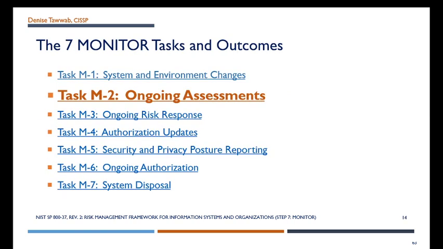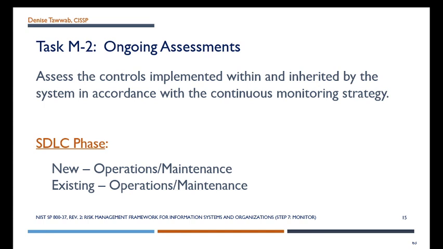So that's task M1, system and environment changes. Task M2 is ongoing assessments. In this task, you assess the controls implemented within and inherited by the system in keeping with your continuous monitoring strategy. So you're going to do ongoing assessments.